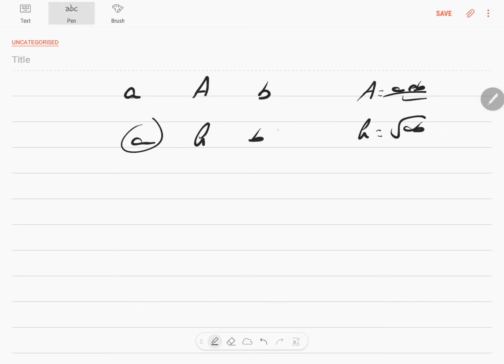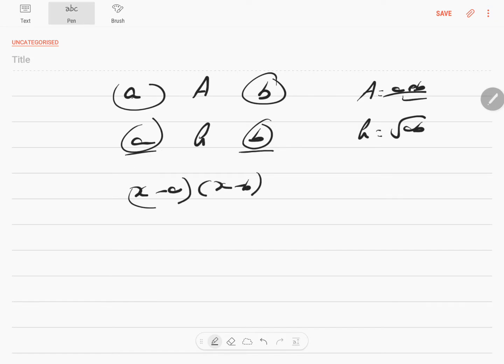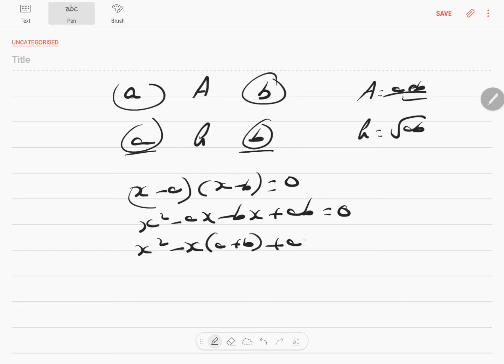The two numbers are always taken on either side as a and b. So let's consider them to be the roots of an equation. So (x minus a) into (x minus b) is equal to 0. So x square minus ax minus bx plus ab is equal to 0. So x square minus x into (a plus b) plus ab is equal to 0. Now multiply and divide by 2, the middle term alone.